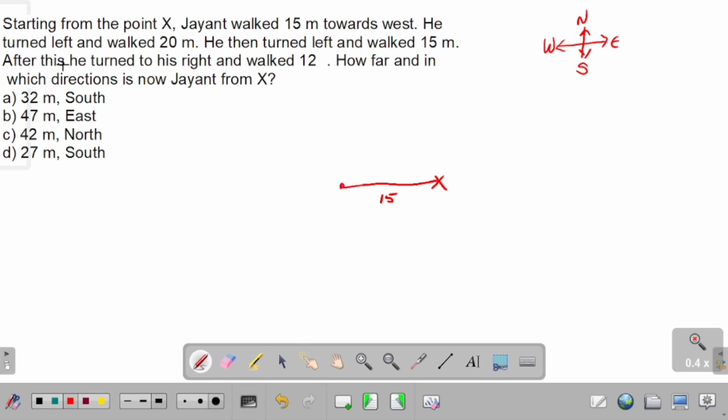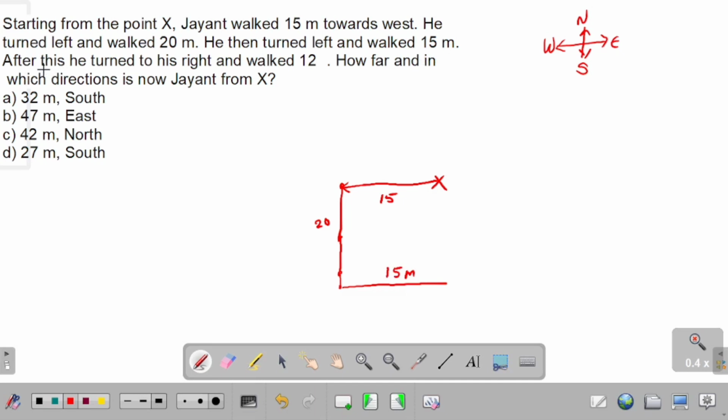Now he turned left. He was in the west direction and he is turning left. Left means which side? This side. He turned left and walked 20 meters, up to here. Then he turned left. So it is the left direction, right? He turned left and walked 15 meters.